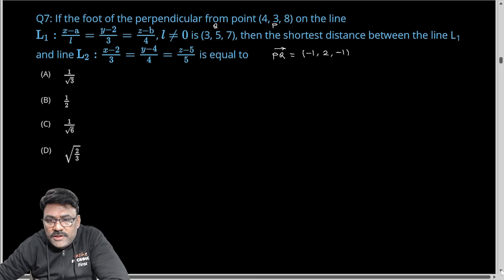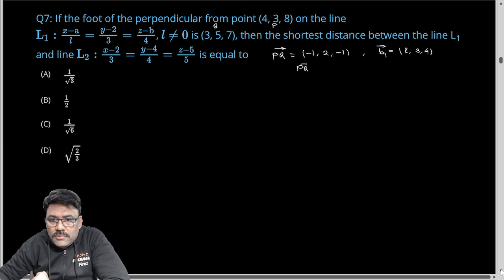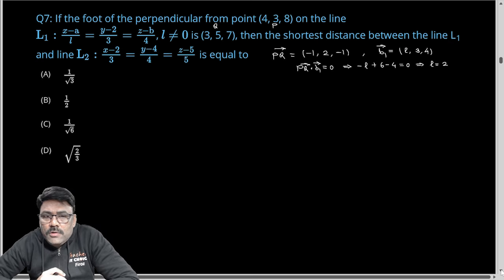And the direction vector of L1 is li plus 3j plus 4k. Let me take the direction vector of L1 as B1 vector. So this B1 vector is l, 3, 4. And of course, PQ is perpendicular to B1. So you can say that PQ dot B1 should be 0. Take the dot product. So you are getting minus l plus 6 minus 4. So hence l is 2.